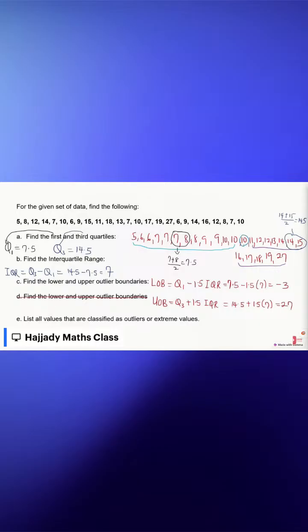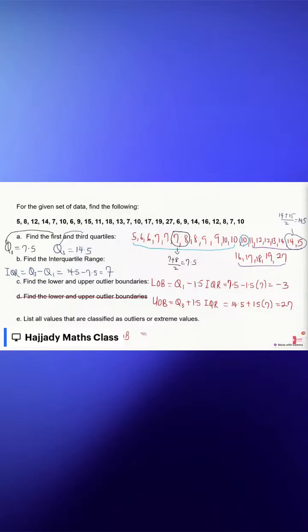The last question is, list all the values that are classified as outliers or extreme values. You see, the outliers are the values above the UOB or values below the LOB. Now, for the LOB, do we have any value below it from the data set? Do we have any negative values? If you check this, no. There's no value less than -3.